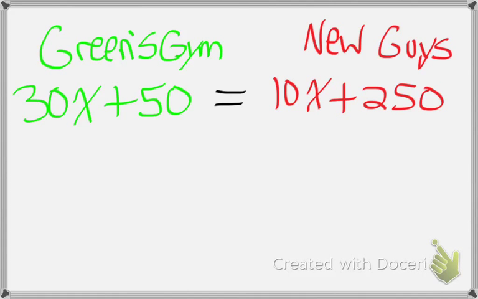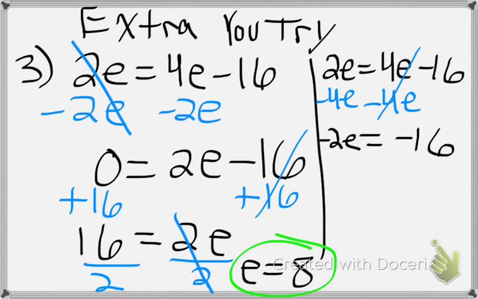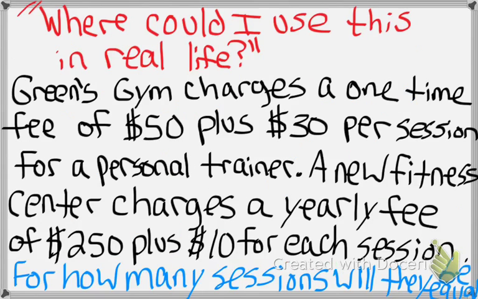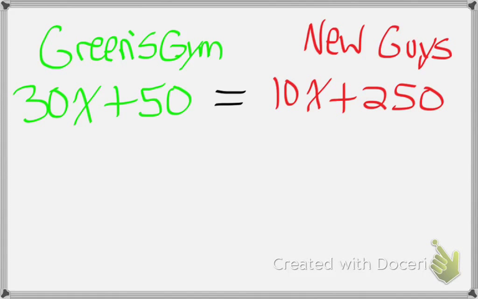Now that we've gotten this far, you're going to solve it using the skills we just talked about with the mutant chicken method, where we're going to move our variables to one side and solve it that way. All right, so take a moment. We're going to move the smaller variable towards the bigger variable. The smaller one is 10x, so that means we're going to move it by subtracting 10x from both sides.